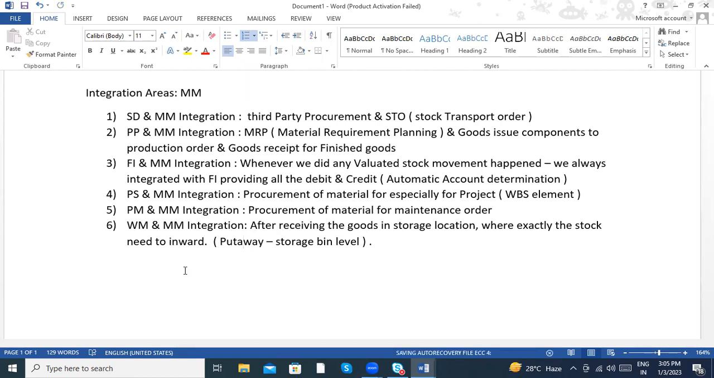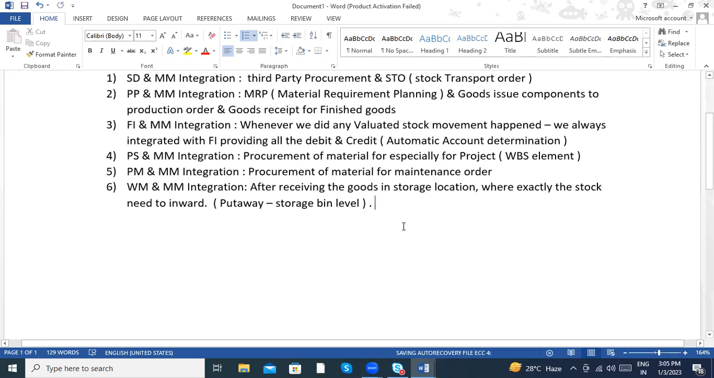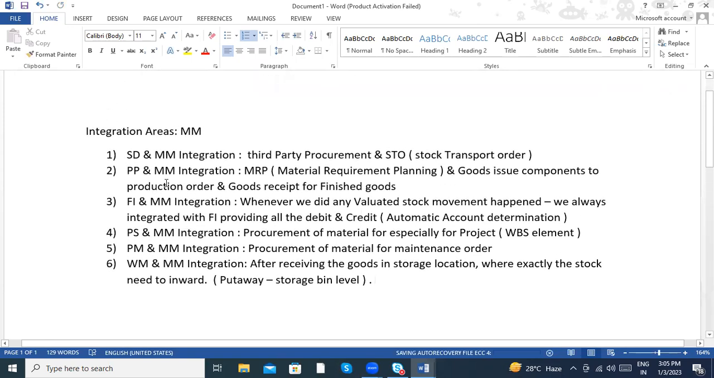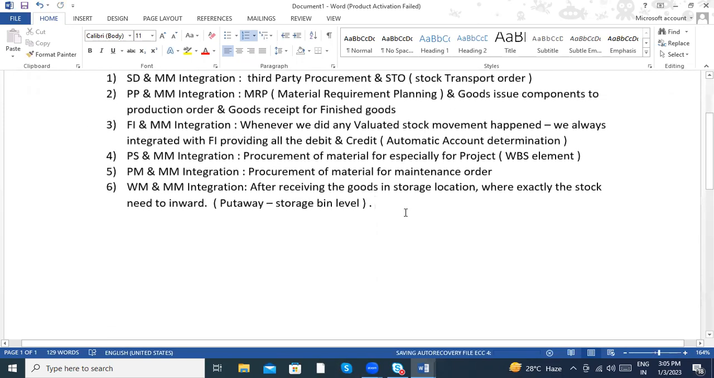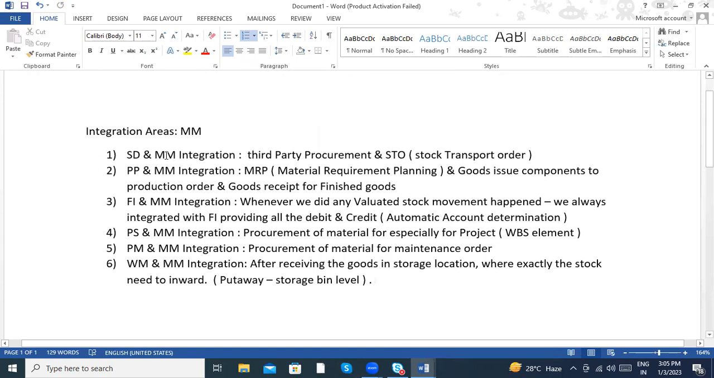Okay. So this is what integration areas. Each and every integration area has one or different areas. So different processes will have different integration areas.